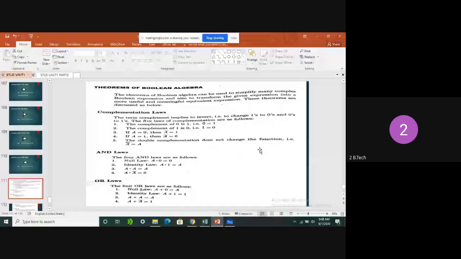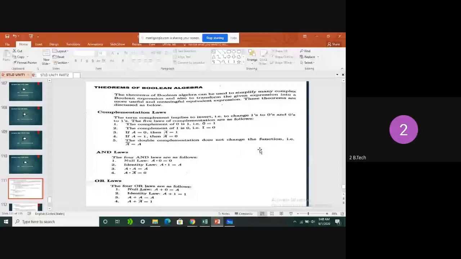Clear? You can see the AND laws. The AND law is nothing but A, where A may be 0 or 1. We don't need to consider the value: if you are multiplying A with 0, obviously the output is 0. A may be 1 or 0, whatever the value, but if A is multiplied with 0, the output is obviously 0. Clear?